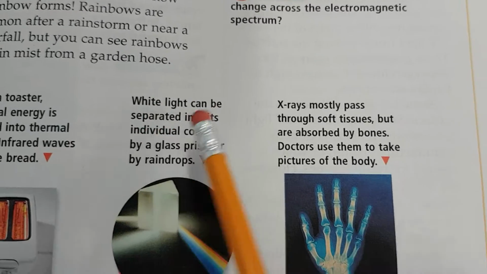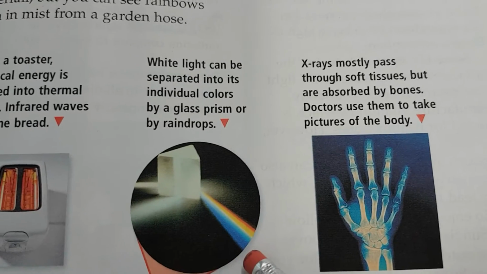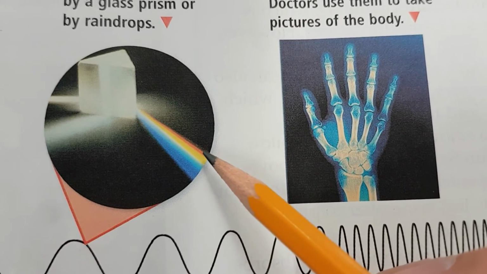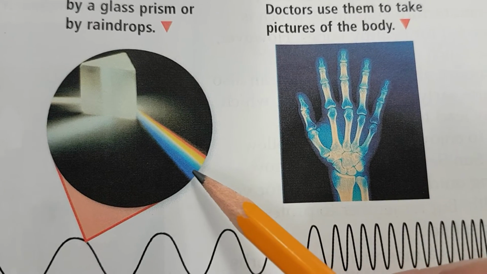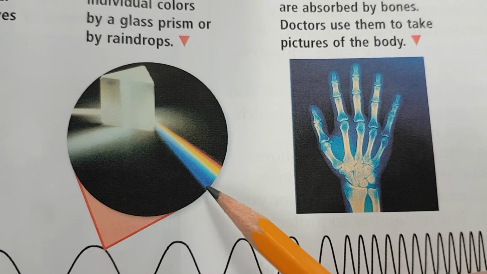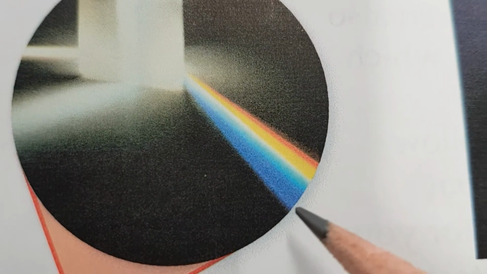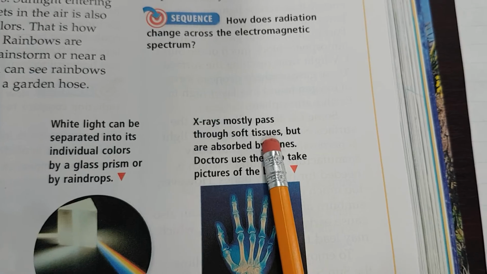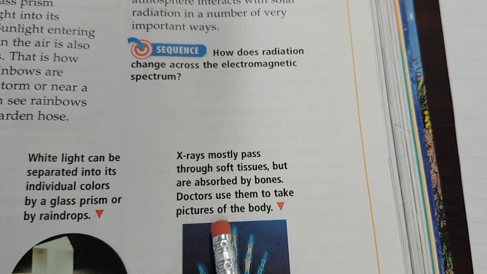White light can be separated into its individual colors by a glass prism or by raindrops. You can even see the different colors in here, right? Red, a little bit of orange, yellow. Can't quite see the green, but here's the blue. And then way out here on the end, it's very hard to see, but there's purple there. X-rays mostly pass through soft tissues, but are absorbed by bones. Doctors use them to take pictures of the body.